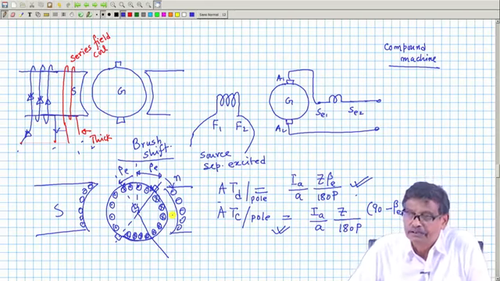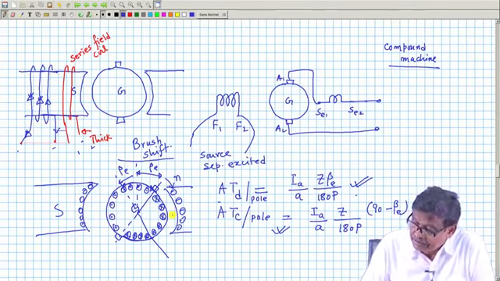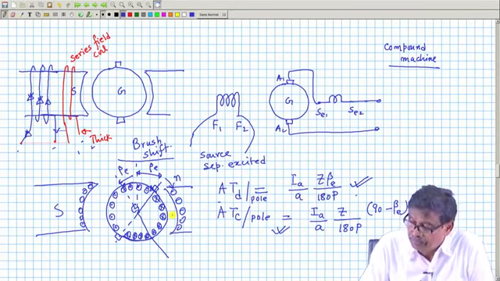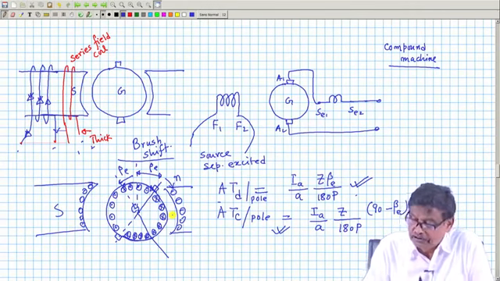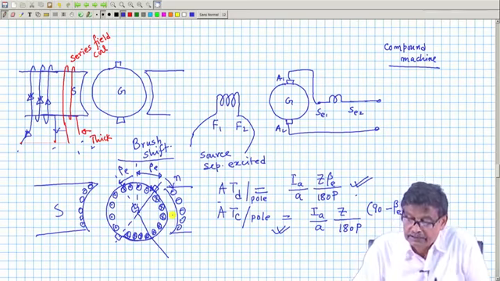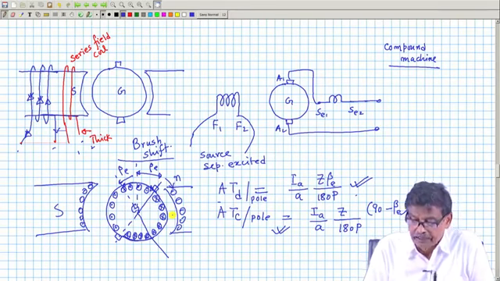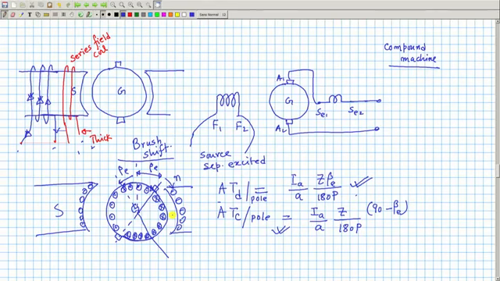By maybe a series field. But the point is, if I have the knowledge of the demagnetizing ampere turns per pole and cross magnetizing ampere turns per pole, if I can calculate that, then I can decide what to do. Suppose somebody says that I will not use a compensating coil.